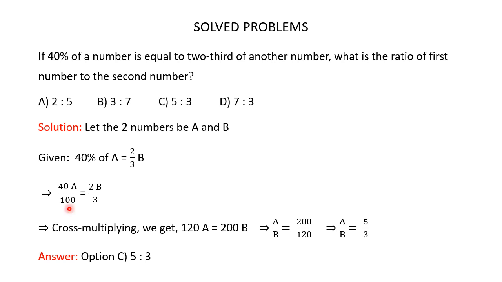This means 40A divided by 100 is equal to 2B divided by 3. On cross multiplying, we get 120A is equal to 200B. This is nothing but A by B is equal to 200 by 120. And on simplifying this, we get A by B is equal to 5 by 3. So this means that A is to B is 5 is to 3. So the correct answer is option C, 5 is to 3.